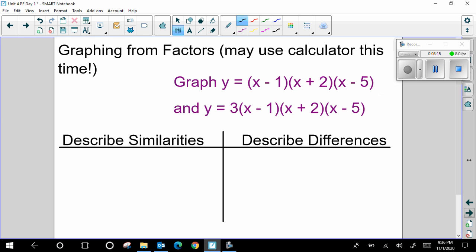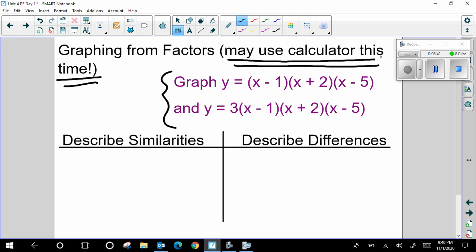All right, so we're going to look at this on our calculator. I'm going to pause this real quick and get my calculator started. If you don't have your calculator with you, you might pause this and run and get it. All right, so we're going to put these two equations into our calculator and compare them. If you notice, it says you may use a calculator this time, so we'll eventually be looking at these kinds of equations, and you should be able to sketch graphs without your calculator once we get a little bit farther into the unit.